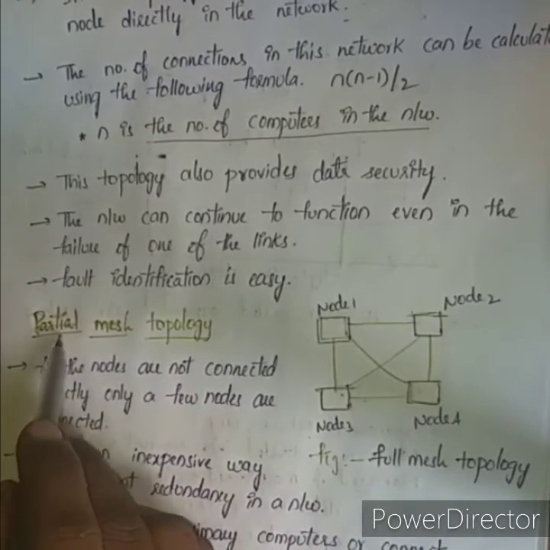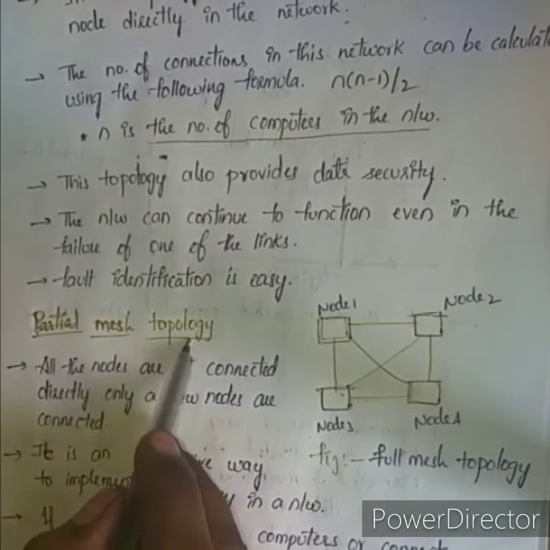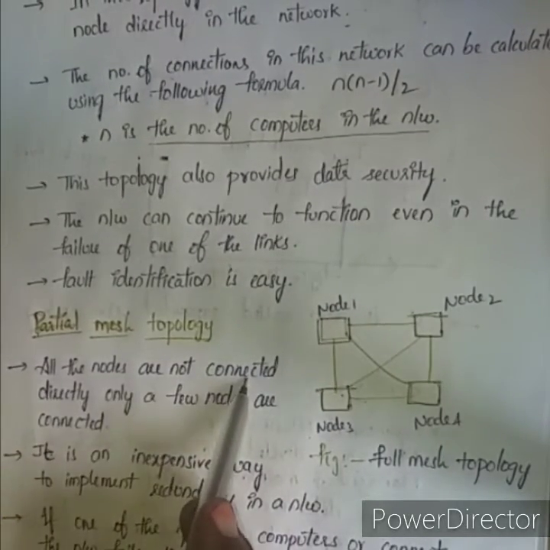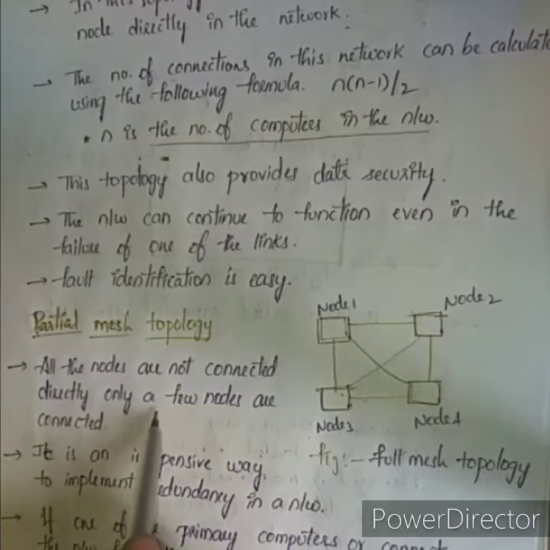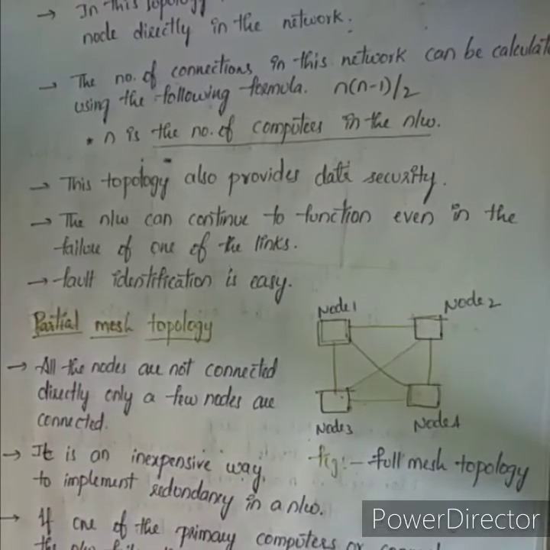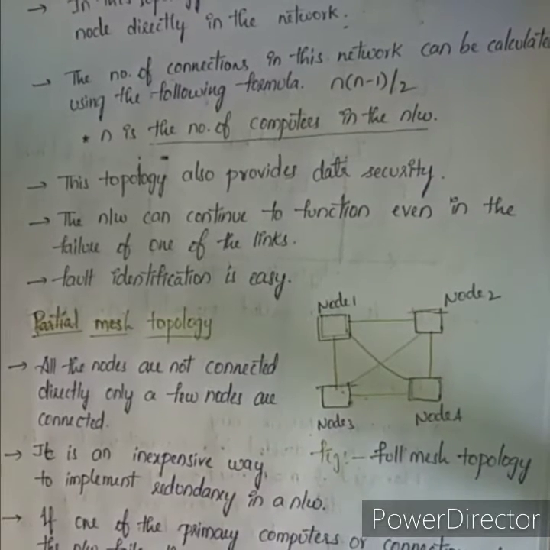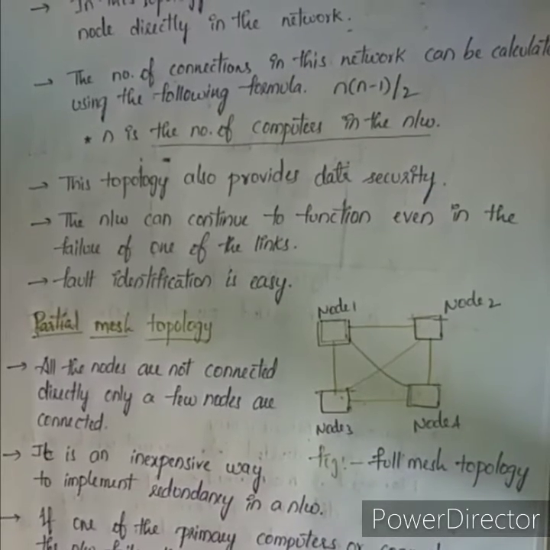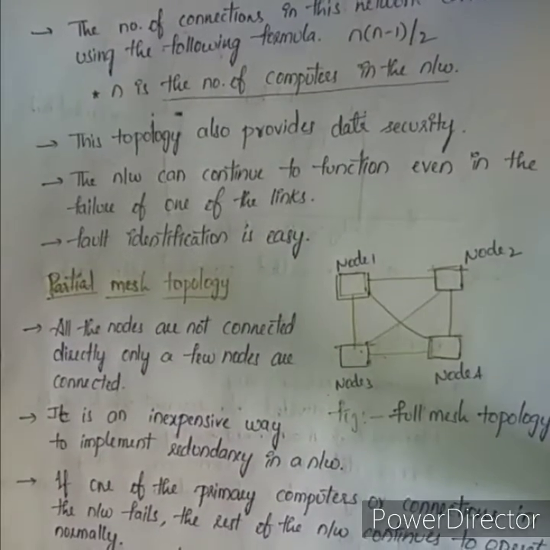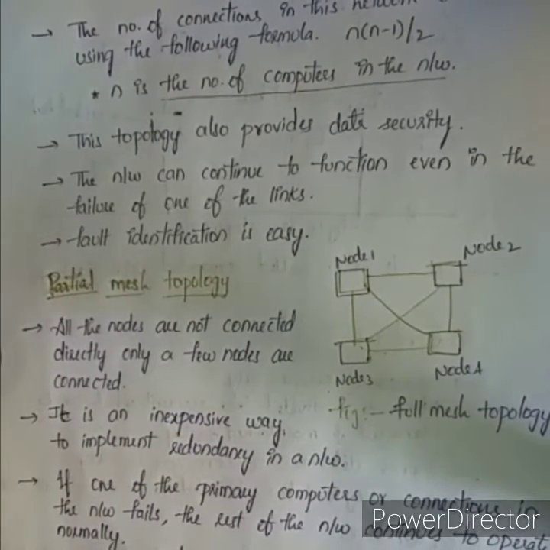Next, we can discuss partial mesh topology. What is meant by partial mesh topology? All the nodes are not connected directly and only a few nodes are connected. That means we can see here all nodes are not connected directly. This node is not connected to all the other nodes, and only a few nodes are connected directly to this node.